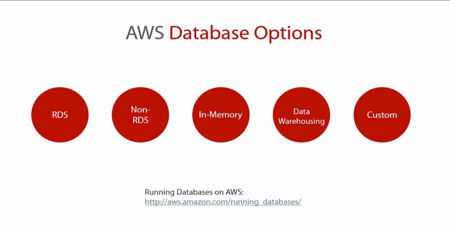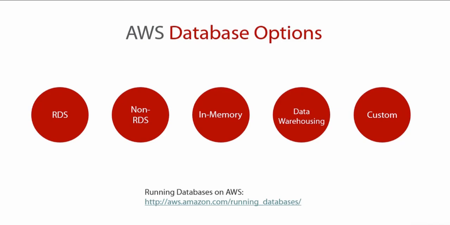And for this one in particular, there's a product called Elasticache, which is essentially an in-memory cache database, a very, very fast type of database. You have Redshift for data warehousing. That's a petabyte scale type data warehousing database. That's how large this type of a database can be. And then you have custom.